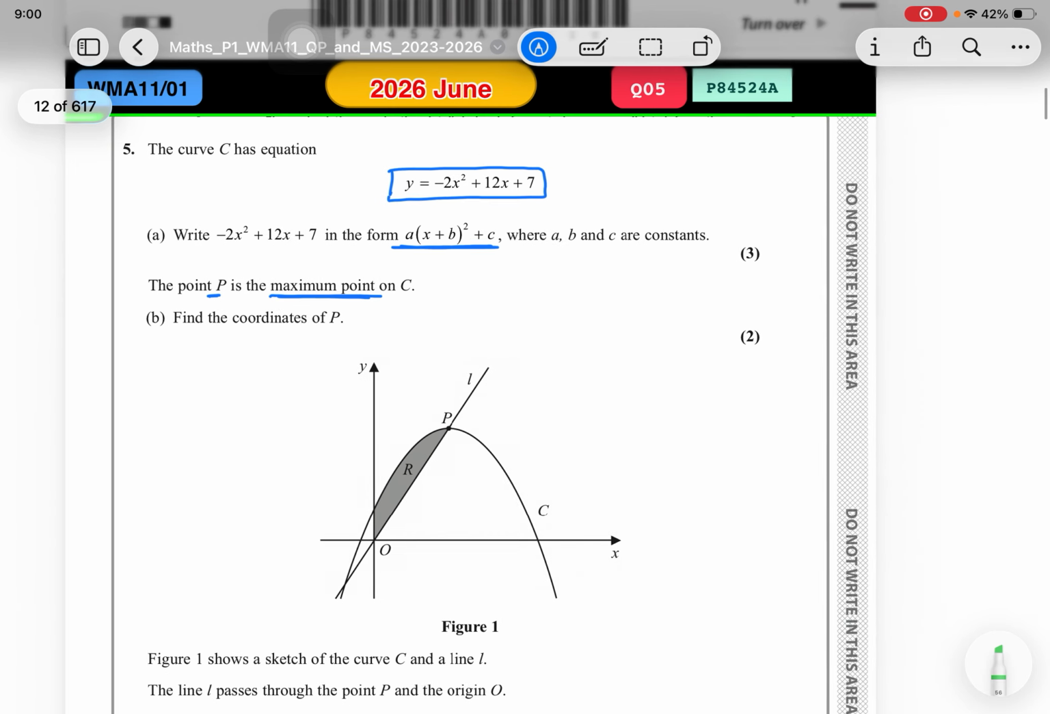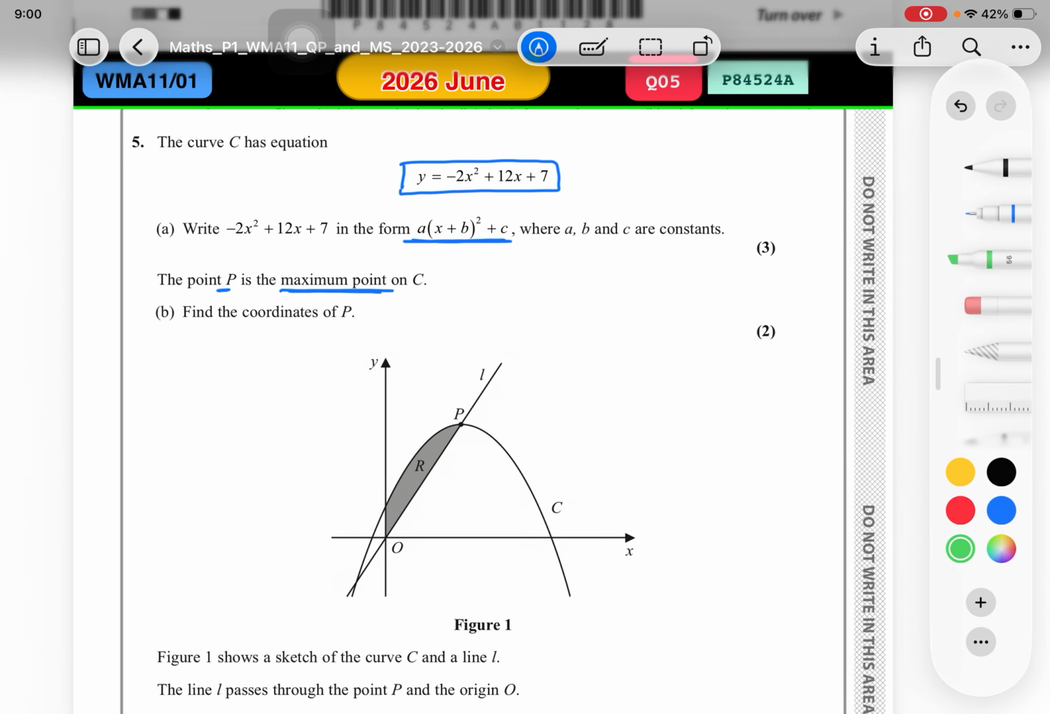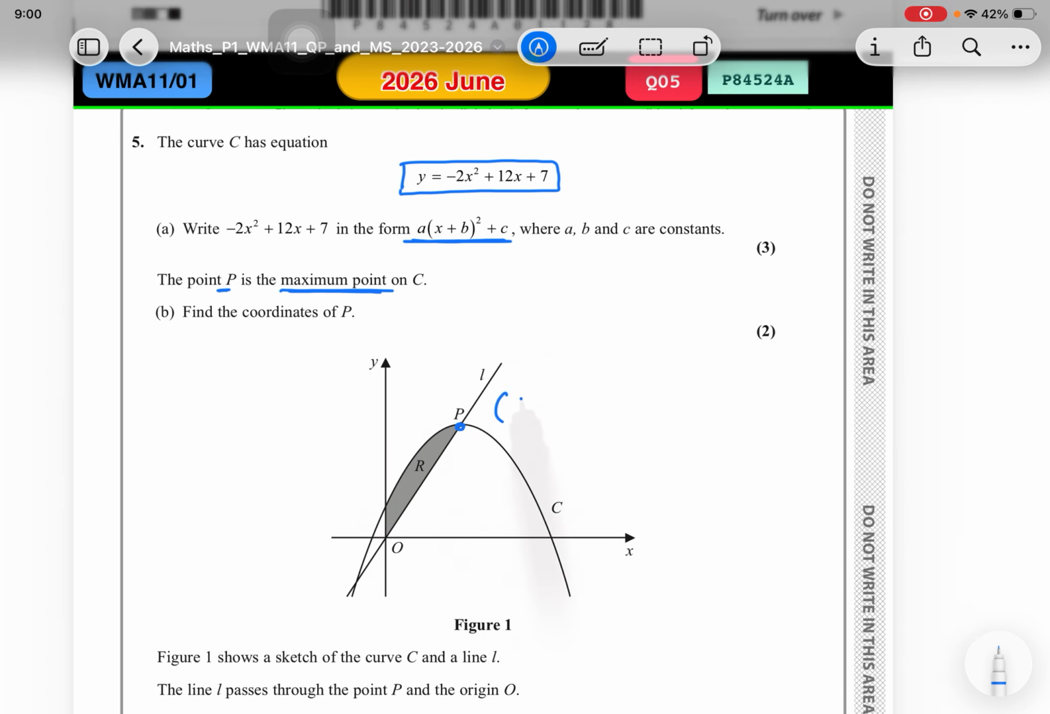Now the real question starts. If we check the B coordinate, we have it, it's 3, 25. So we know this is going to be 3, this is going to be 25.